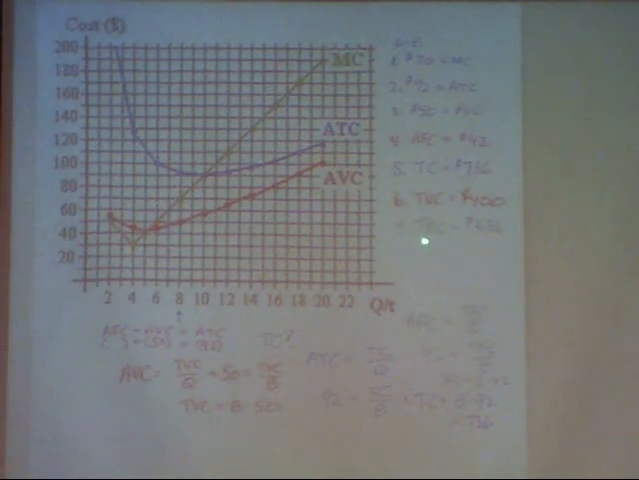Now, if you look at your answer to the fixed cost, notice that you can get that number a second way. If you were to subtract the variable costs from the total costs, 736 minus 400, that would give you 336.